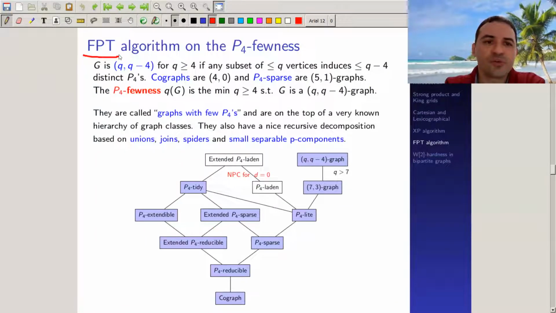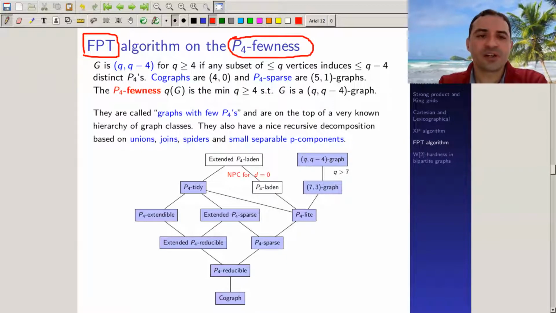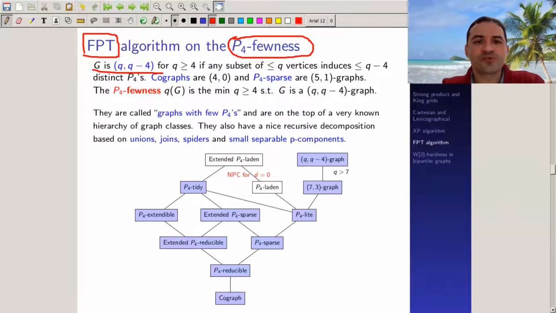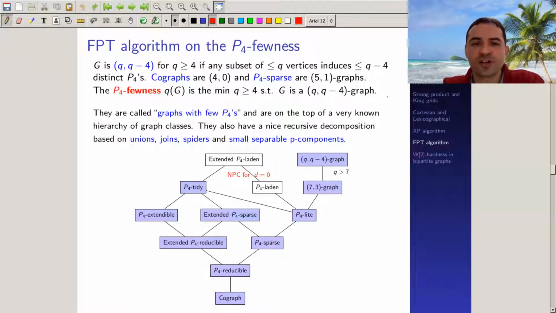With this XP algorithm, we obtain an FPT algorithm on the P4 fewness of the graph. And we also solve the spy game decision problem for many graph classes. G is a (q,q-4) graph for q at least 4 if any subset of at most q vertices induces at most q-4 distinct P4s. Cographs are the (4,0) graphs and P4-sparse are the (5,1) graphs. The P4 fewness q of G is the minimum q such that G is a (q,q-4) graph.